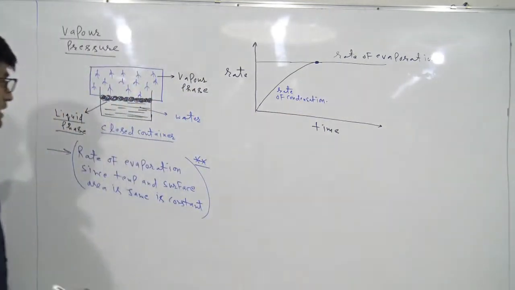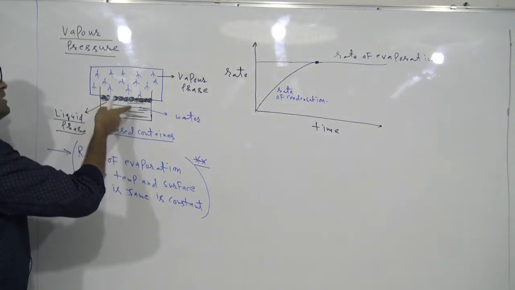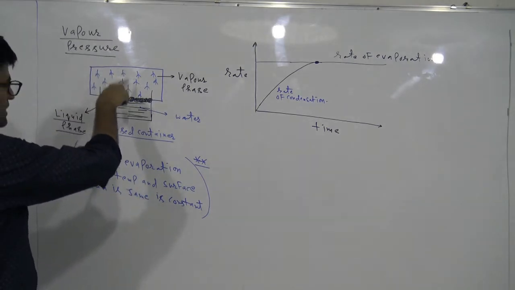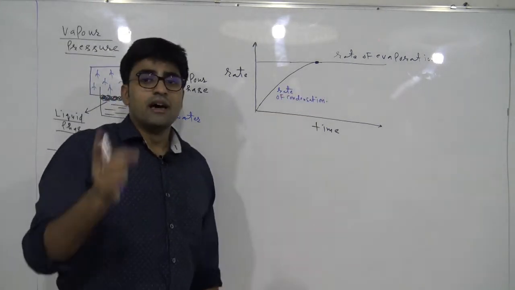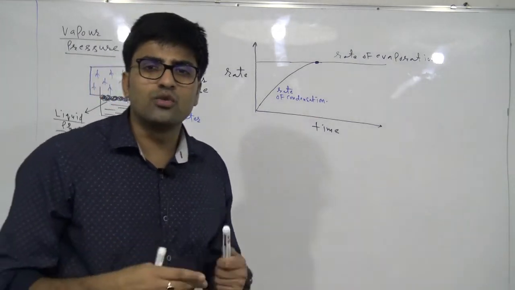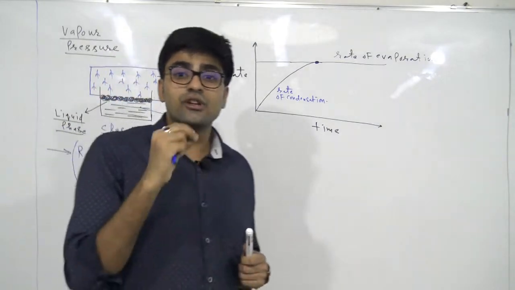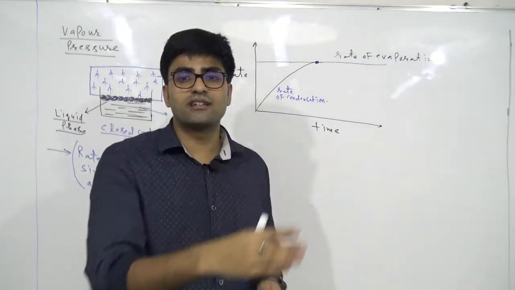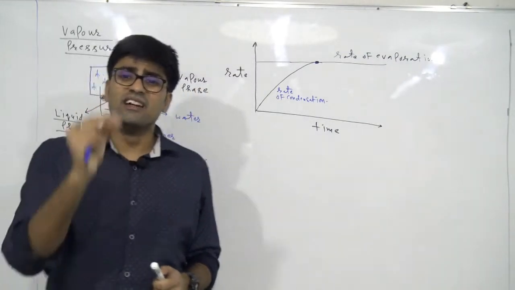What does it mean? If I consider the conversion of liquid into vapors as the forward reaction and the conversion of vapors into liquid as the backward reaction, what is happening at this point? At this point, rate of forward reaction is equal to rate of backward reaction, right? And this is the condition in a reaction when rate of forward reaction is equal to rate of backward reaction. This is the condition of dynamic equilibrium.